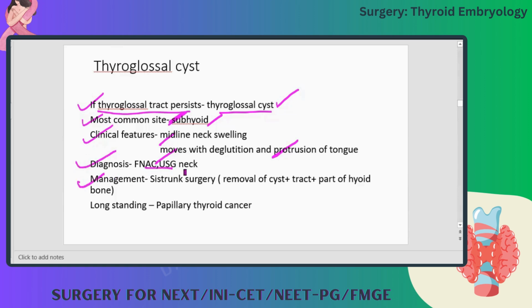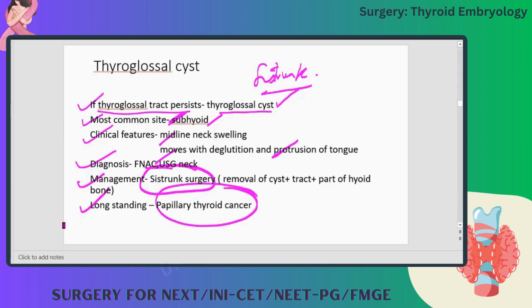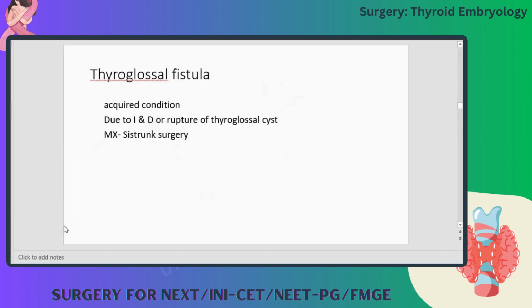Ultrasound. Management: you have to know the surgery. The name of the surgery is Sistrunk surgery. Here we remove the entire cyst, we remove the tract, and we remove the hyoid bone also, because there may be a chance of recurrence. So cyst, tract, and hyoid bone you have to remove. And if it is long standing and you leave it like that, there is a high chance that the patient will develop papillary thyroid cancer in this.